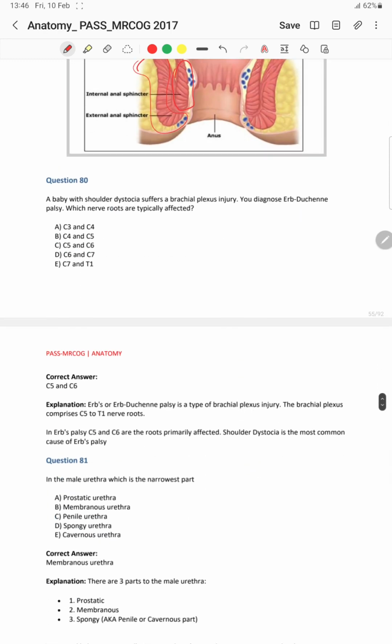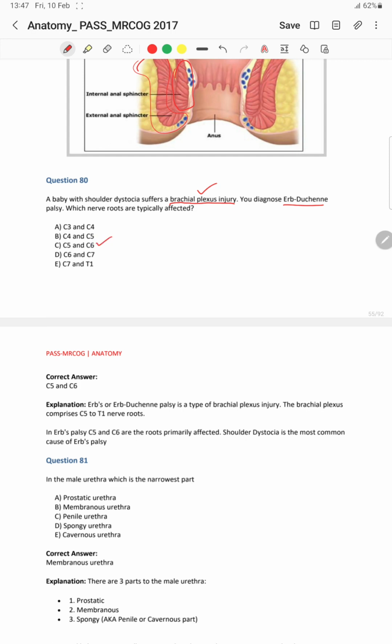Next question: a baby with shoulder dystocia suffers a brachial plexus injury. To diagnose Erb Duchenne palsy, which nerve roots are typically affected? The nerve roots affected are C5 and C6. The answer C is correct.